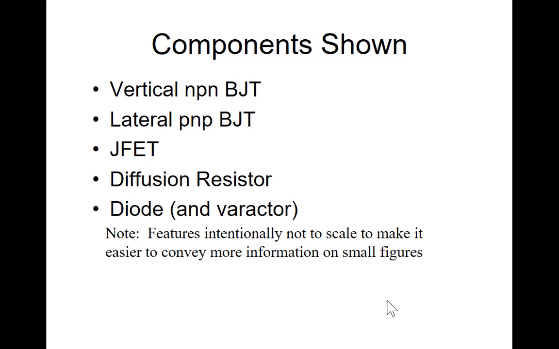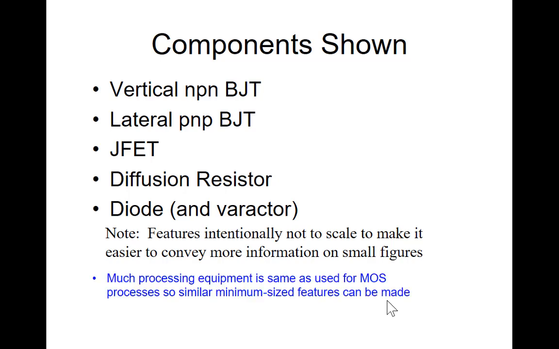One reason also is the vertical dimensions, much like in a MOS process, are much shallower than the lateral dimensions. Also, the processing equipment, most of it is the same that we use for MOS processes. So we can make feature sizes just about as small in a bipolar process as in a MOS process.